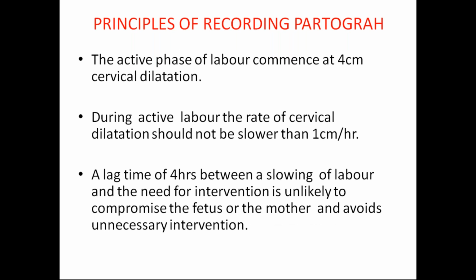Principles of recording partograph. The active phase of labor commences usually at 4 centimeters of cervical dilatation, and we will start recording from 4 centimeters of cervical dilatation. During active labor, the rate of cervical dilatation should not be slower than 1 centimeter per hour. A lag time of 4 hours between a slowing of labor and the need for intervention is unlikely to compromise the fetus or the mother and avoids the unnecessary interventions.